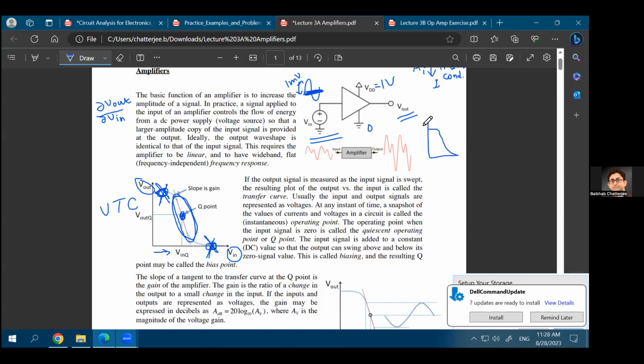Because in your voltage transfer characteristic, that is this plot, if your DC voltage is too low, the amplifier will not work because the slope is 0. If the DC voltage is too high, the amplifier will not work because the slope is 0. Only if you place your DC voltage in the middle, only then will the amplifier work and you can expect a gain out of it. So biasing and amplification are two different concepts.